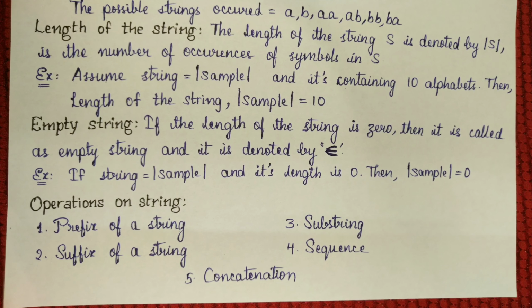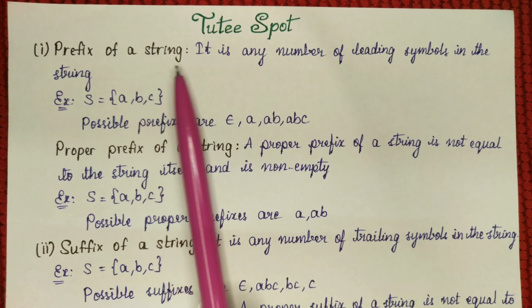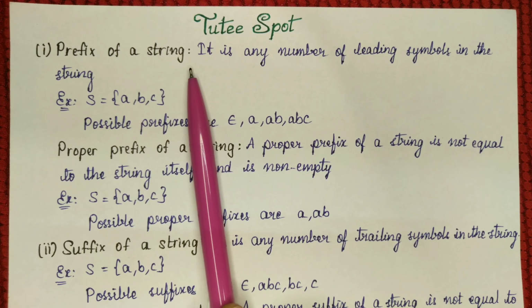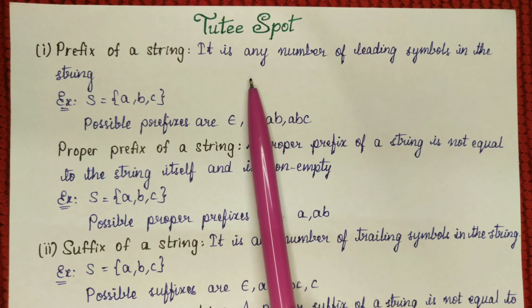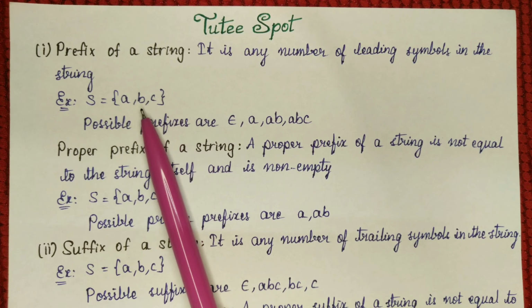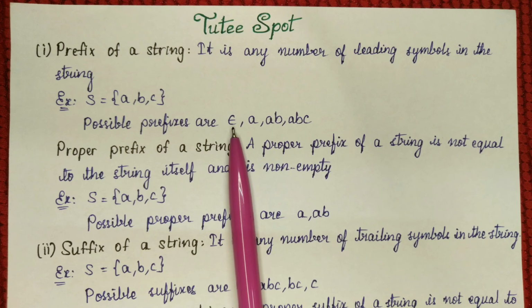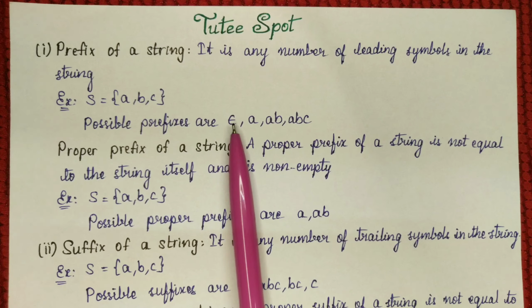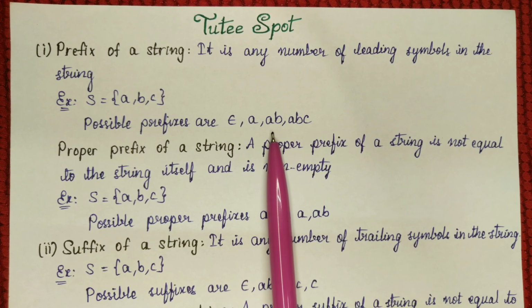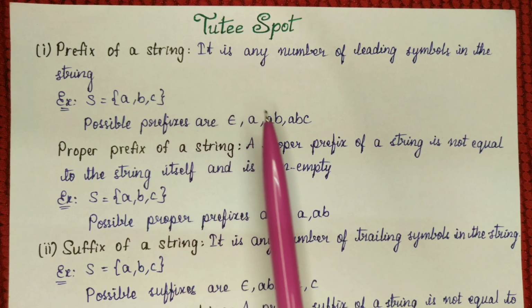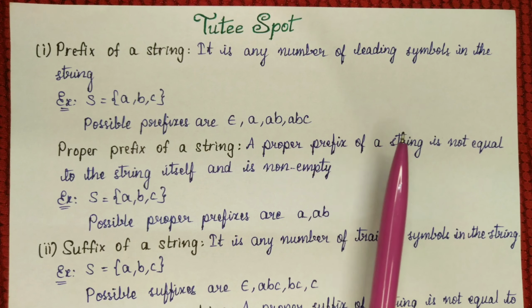Let's discuss these operations. First is the prefix of the string. This string is obtained by removing 0 or more characters from the end of the string. Suppose we have a string s = abc. Then the possible prefixes can be epsilon if we remove all the characters, or a if we remove both b and c, and ab if we remove only c, or abc if we don't remove any.